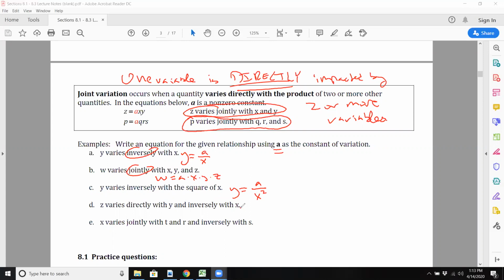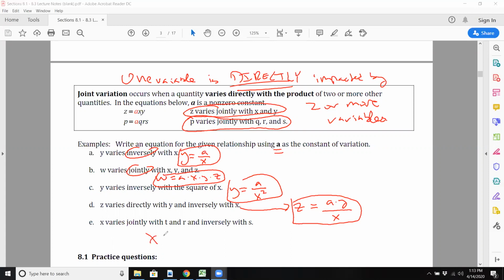Z varies directly with Y, but inversely with X. So Z will equal A times Y, but you're going to divide by X because there's an inverse between Z and X. X varies jointly with T and R, inversely with S. So inverse we got from the bottom. Jointly is like direct, as I mentioned, but just with multiple variables. So that's what's happening with these examples here.